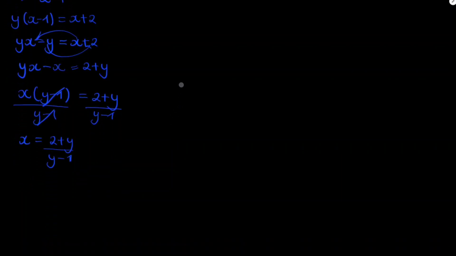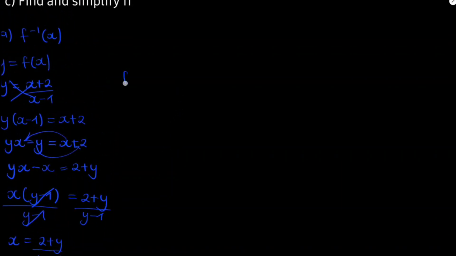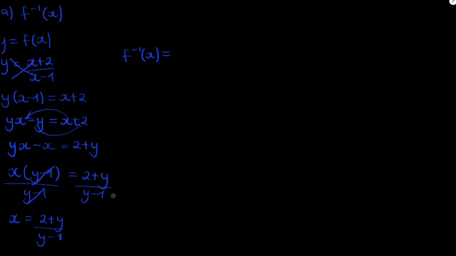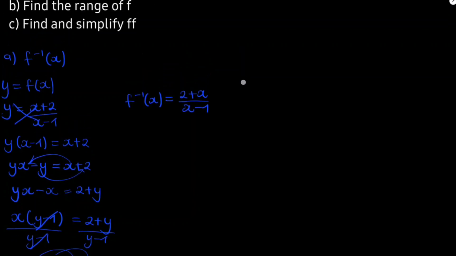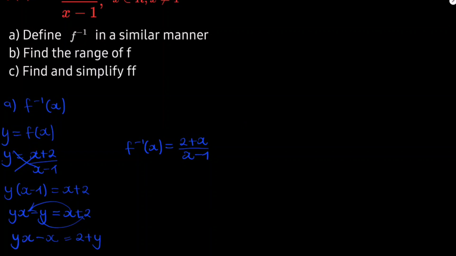From there we can conclude that our f inverse of x is equal to, since we have solved for x, now we replace all the y's in this equation with x. So we will have 2 plus x divided by x minus 1. That is our f inverse of x. So we have found f inverse of x.